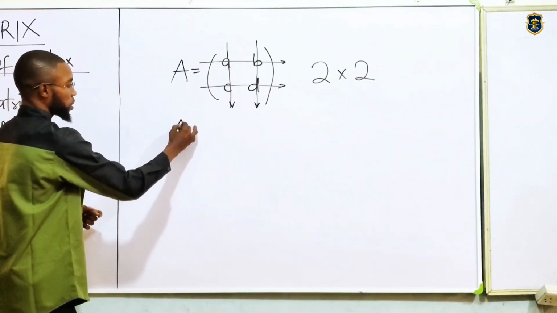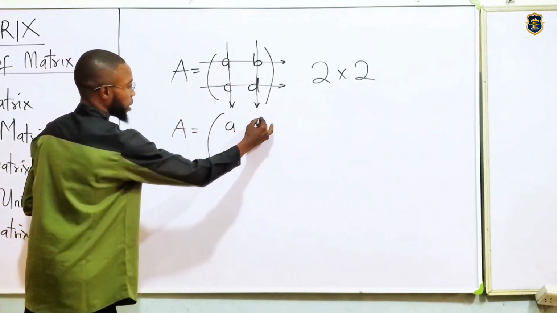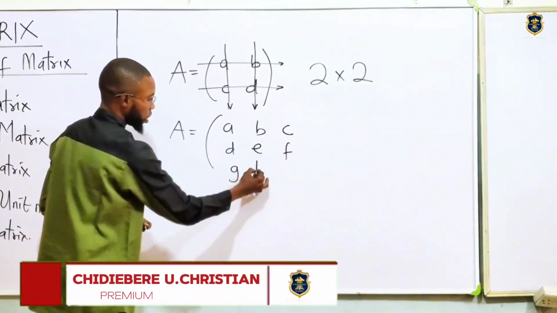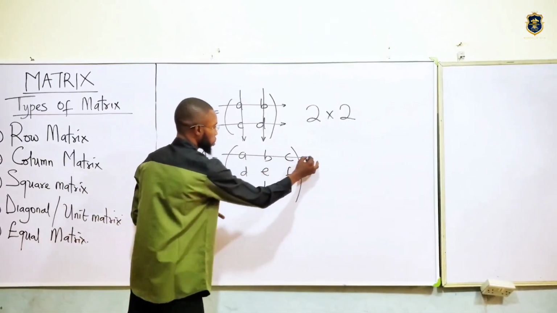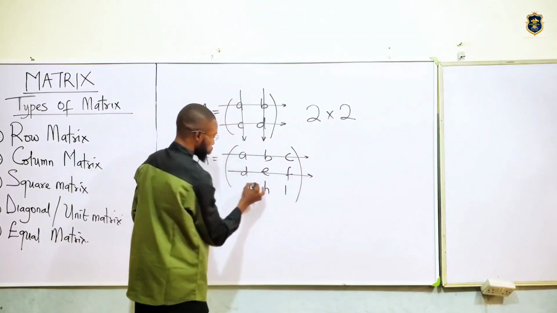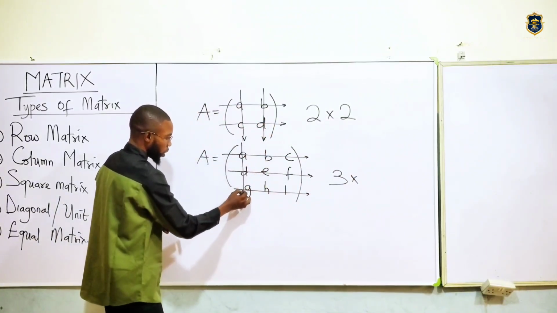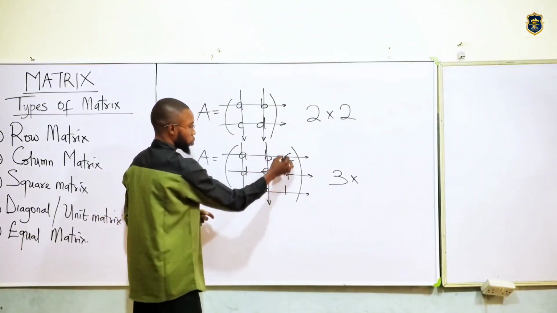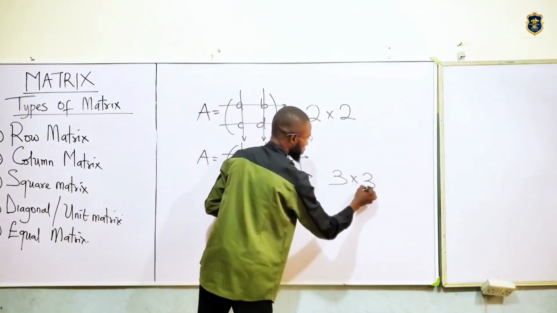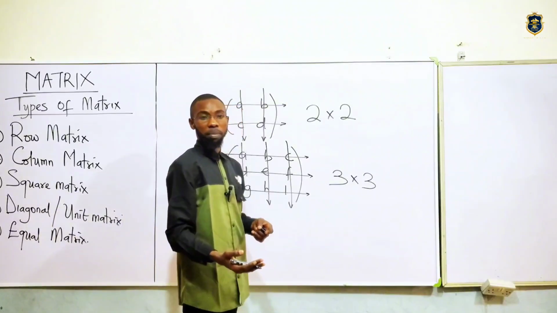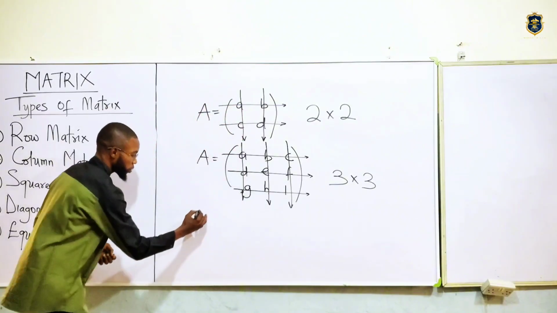For instance, if we have A, B, C, D, E, F, G, H, I as the elements, we discover that the number of rows, 1, 2, 3, and the number of columns, 1, 2, 3, are the same. So an example of a square matrix is a 2 by 2 or a 3 by 3 matrix, or even a 4 by 4 matrix.